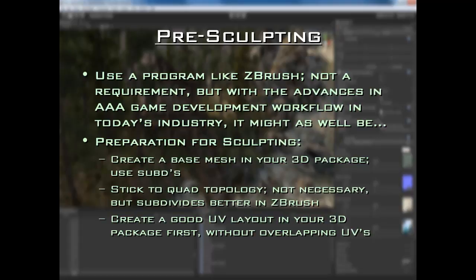Now, technically, you could bring in an object with overlapping UVs into ZBrush. It's not going to make ZBrush crash or anything like that. However, when you start normal mapping onto an object that has overlapping UVs, you will more often than not run into technical issues, artifacting, overlapping issues, and things like that.